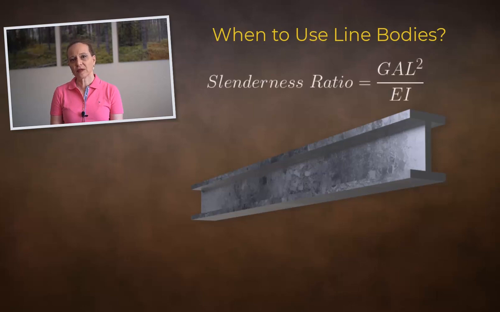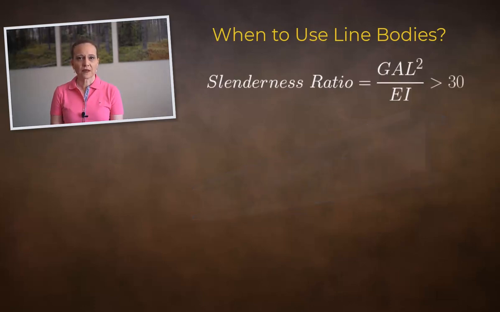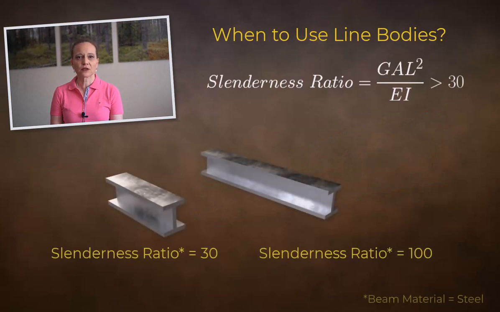Slenderness ratio of a beam structure can be calculated as G times A times L squared over EI, where G is the shear modulus, A is the cross-section area, L is the member length, not the individual element length, E is the Young's modulus, and I is the area moment of inertia. As a general guideline, a slenderness ratio greater than 30 is recommended for using line bodies. Here, we compare the slenderness ratio between two beams made of the same material to give a visual sense of the slenderness ratio.